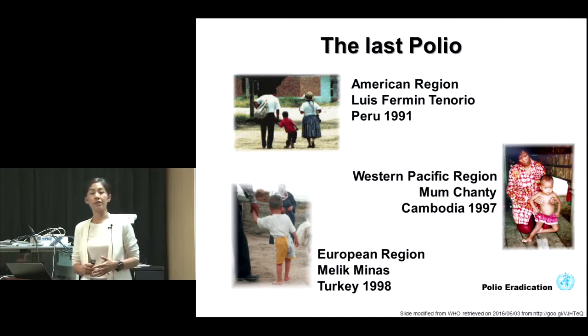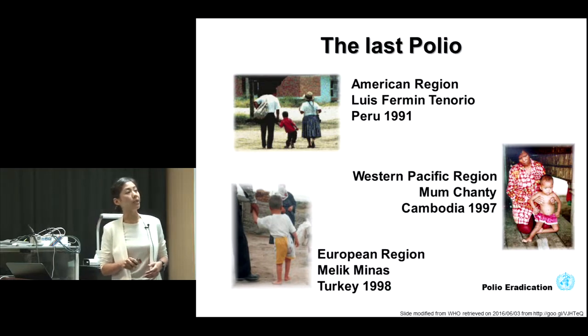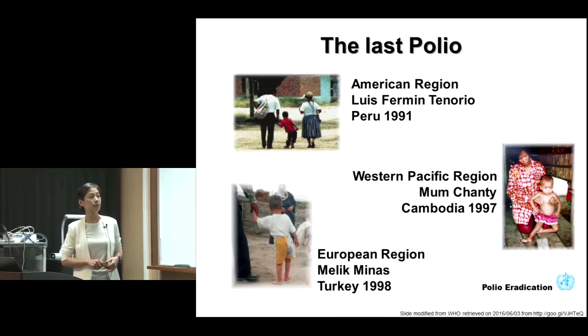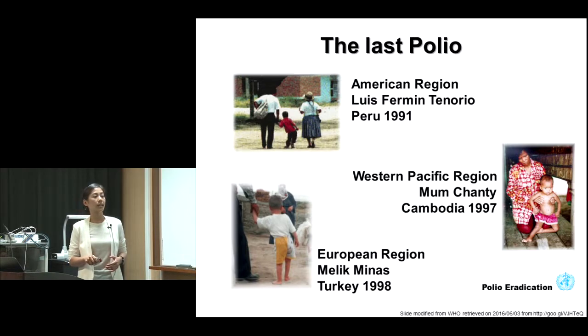Also, efforts were taken for polio eradication, also considered as one of the largest global public health initiatives. The last case of polio in the American region was in Peru in 1991, in the Western Pacific region in Cambodia in 1997, and in the European region in Turkey in 1998.